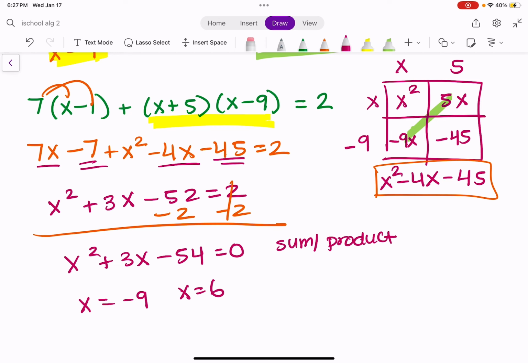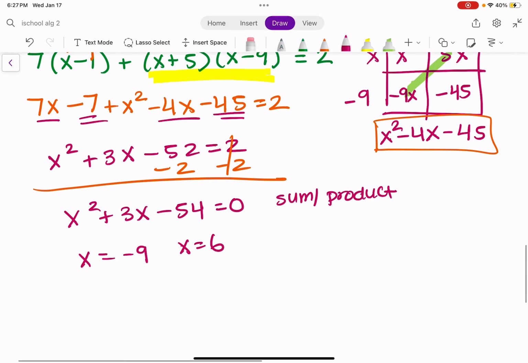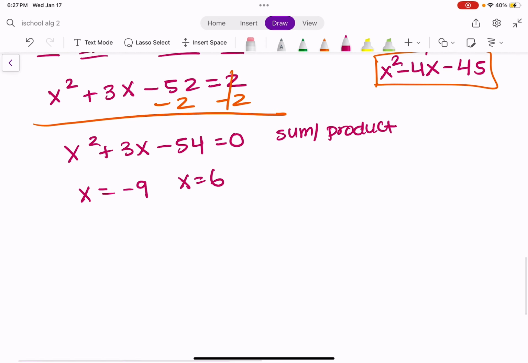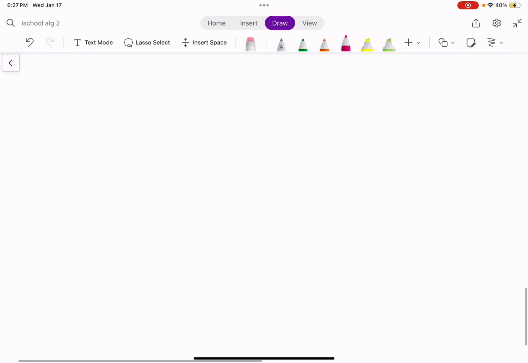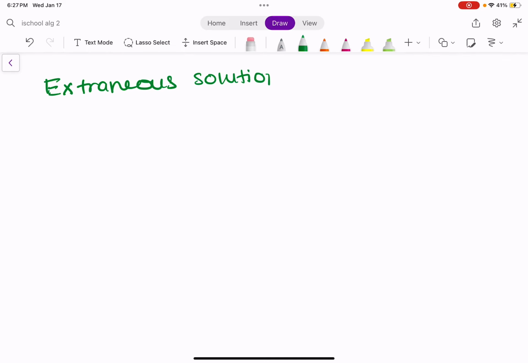One last example. I promise, okay? So one last example that I'm going to show. I just want to show you guys when there is an extraneous solution, okay? So this one has an example of an extraneous solution. Okay? So I'll try to go through this one quick. 7 over x plus 5 plus 5 over x minus 5 equals x over x minus 5.